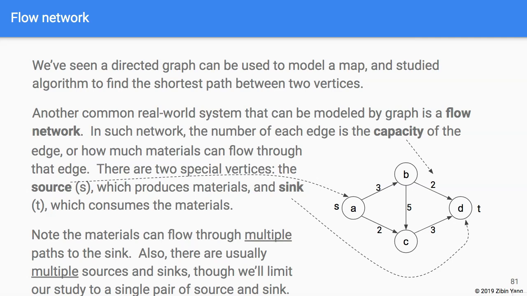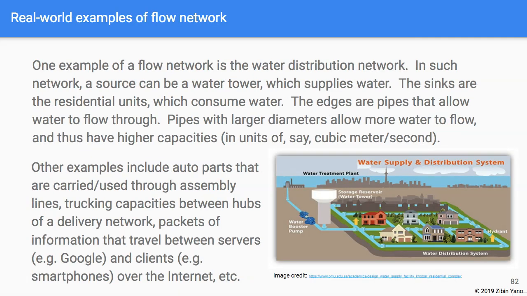So what's a real world example of a flow network? One would be a water distribution network. In this network, the source, shown here, would be a water tower, which stores a lot of water and supplies it to the rest of the town or city. The sinks are then the residential units, your house or apartment, where we consume the water. The edges in the system would be the water pipes that the water flows through.